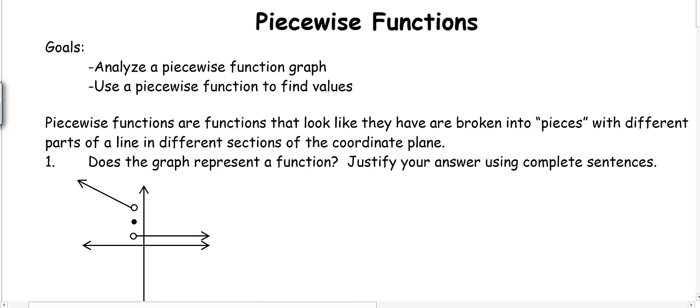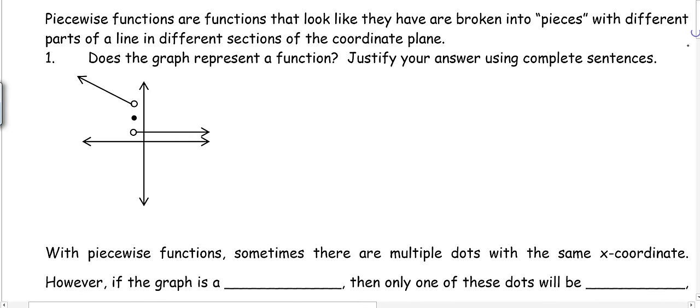This video is about piecewise functions. So we're going to analyze a piecewise function, and we are also going to use a piecewise function to find values. So a piecewise function looks like a function that is broken into pieces with different parts.